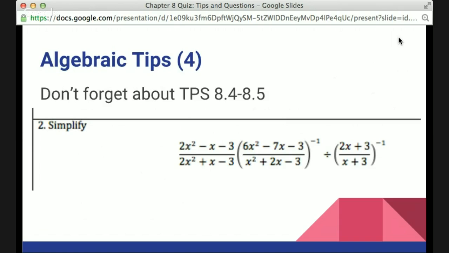Algebraic tips number 4. Don't forget about TPS 8.4 to 8.5. I just wanted to bring this up because we haven't looked at those most recently since we've been focused on graphing, but they are part of Chapter 8. And these are just simplifying problems that involve factoring, multiplying, dividing, and dividing out common factors. So exponent to the -1, if you're a little rusty on that, that just means flip the fraction or make it its reciprocal. But you should be able to factor all of those and multiply and simplify there.